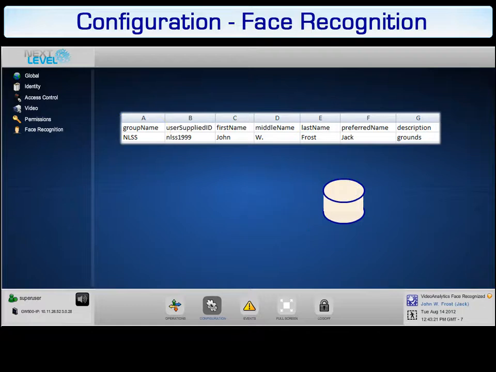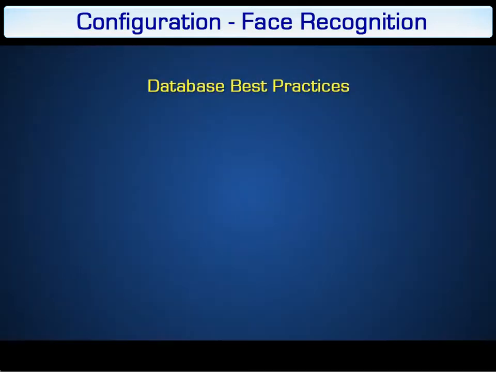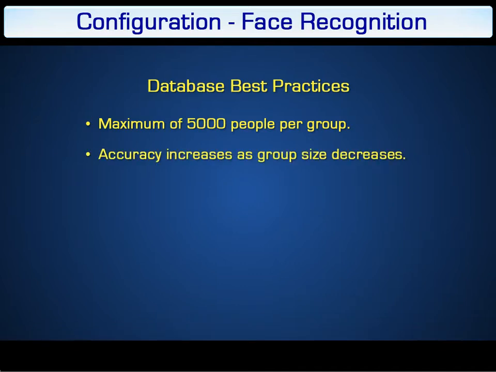To add more groups, create a separate CSV file to upload, or add it manually in the management page, discussed later in this tutorial. The zip file containing the CSV file and the images is uploaded to the face recognition database through the management option in the face recognition menu. When setting up the database, note that the maximum number of people per face recognition group is 5,000. As the number of people in the face group decreases, the accuracy typically increases.